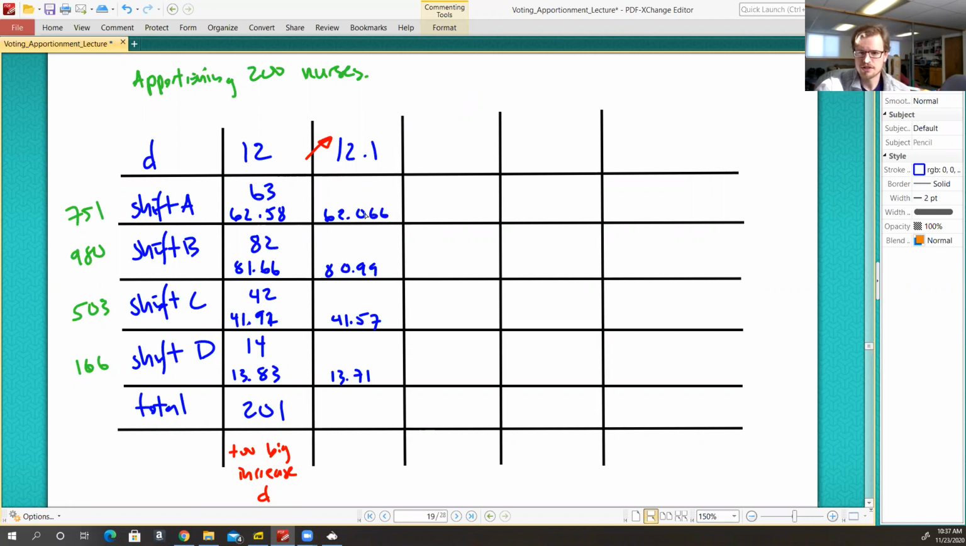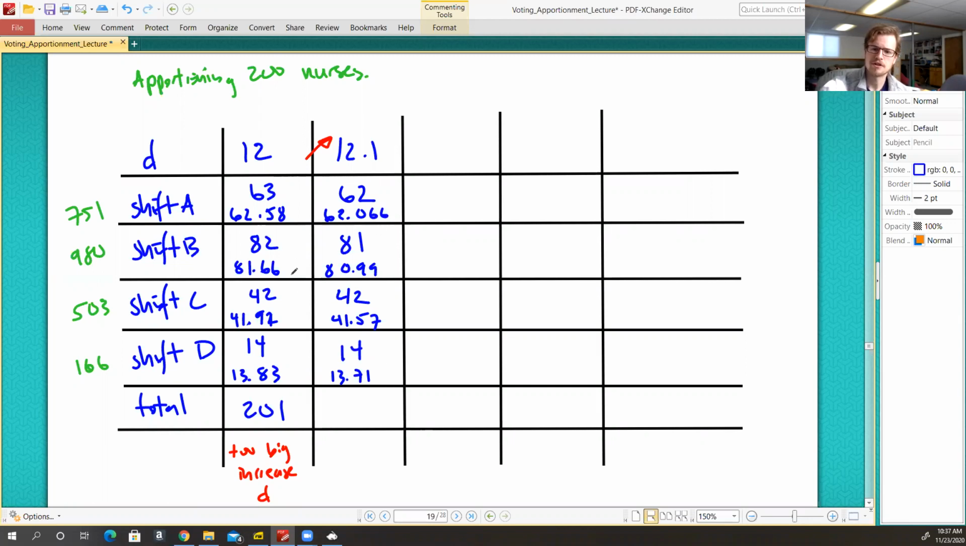So with this decimal place, we would choose to round down to 62. With this decimal place, we would choose to round up to 81. With this decimal place, we would choose to round up to 42. And with this one, we would choose to round up to 14.